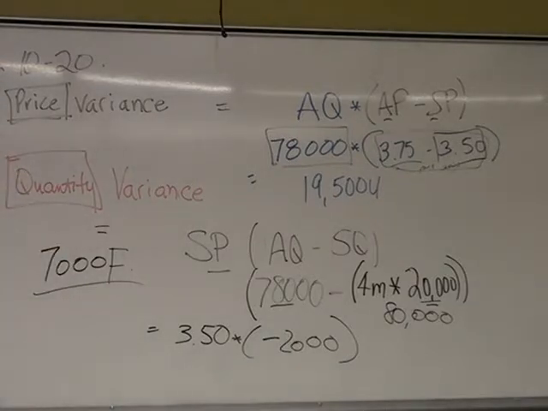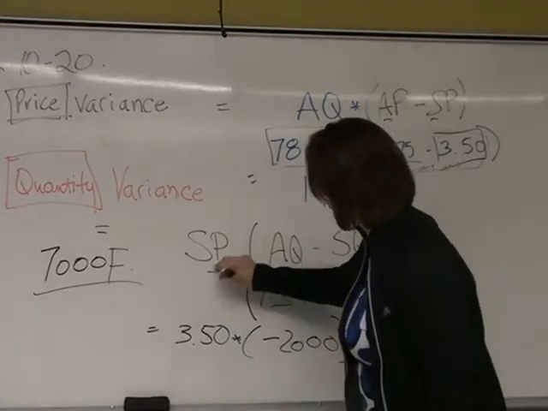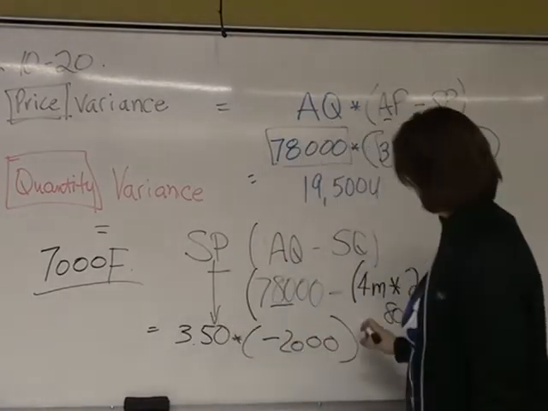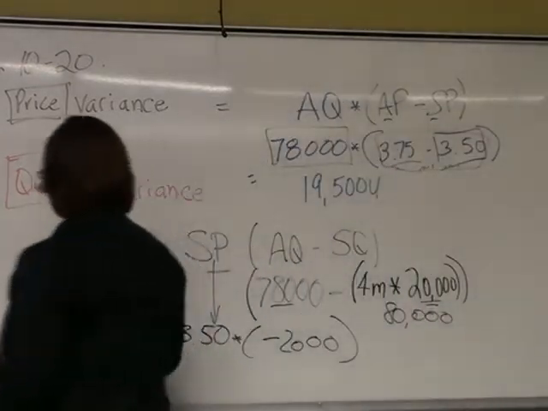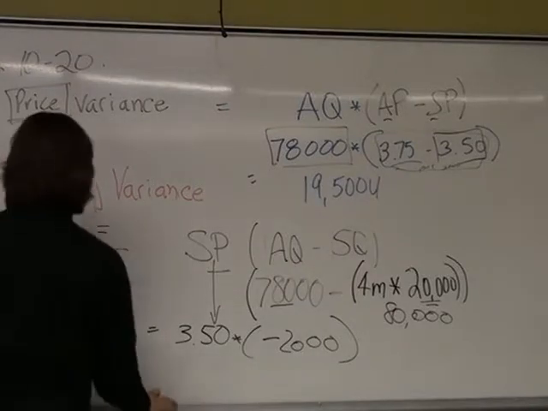Can I stop you for one second? I just don't know where you got the 7,000 from. I multiplied 3.5, which is the standard price, by the difference here. Yeah, I missed that. That's okay. I totally didn't even see that under there, sorry. That's okay. So that's where we get the 7,000.